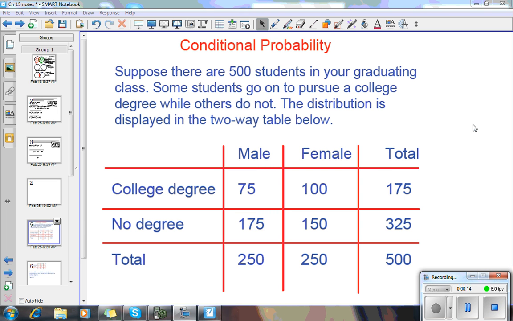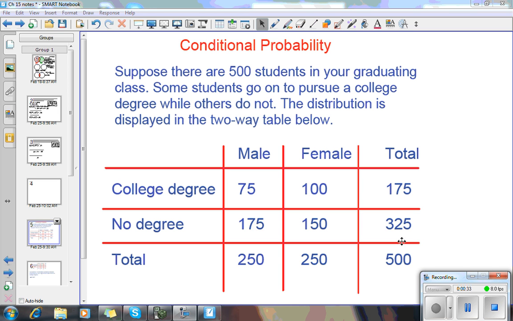Suppose there are 500 students in your graduating class, so obviously a much larger school than Delphus Jefferson. Some students go on to pursue a college degree while others do not. The distribution is displayed in the two-way table below. So let's just make some sense out of this. By the way, we've seen tables like this in Chapter 3.